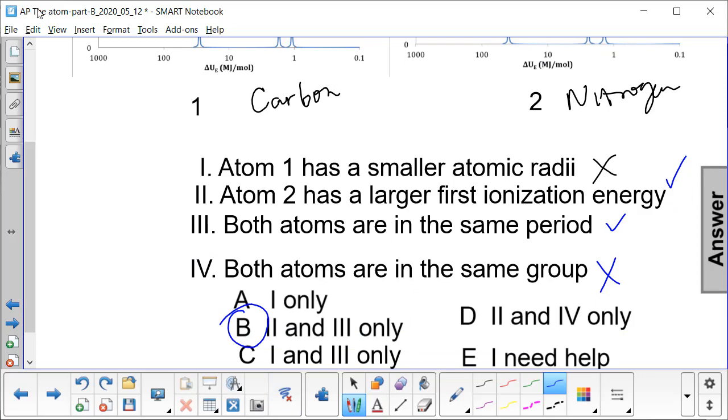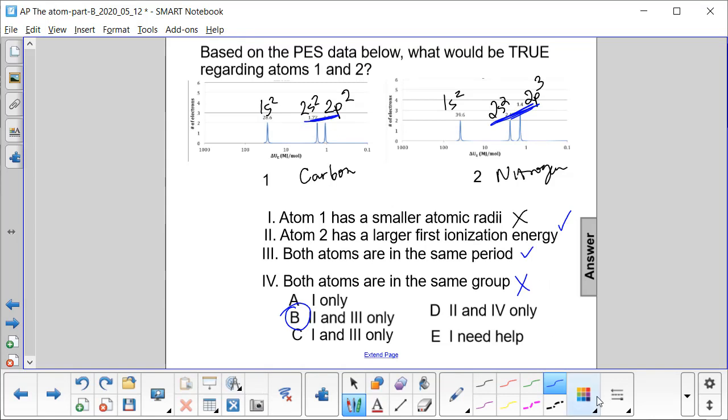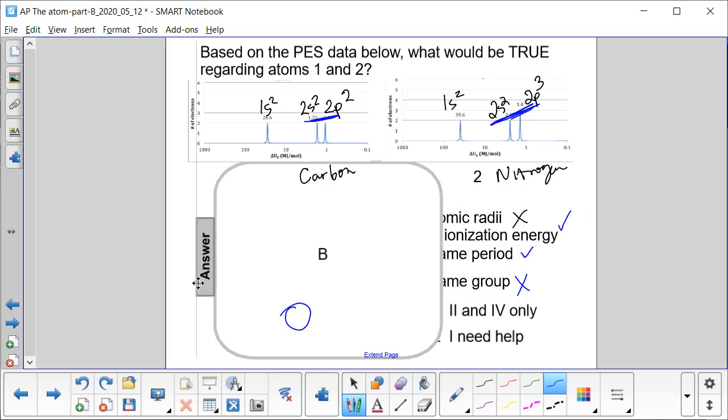Okay, let me zoom out here. You can see everything. We get answer choice B, 2 and 3 only.